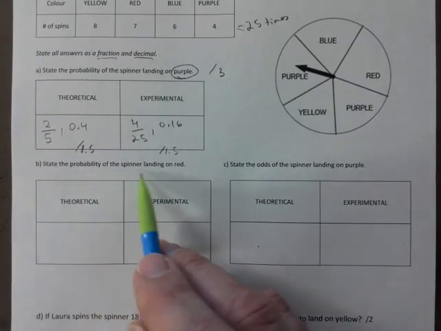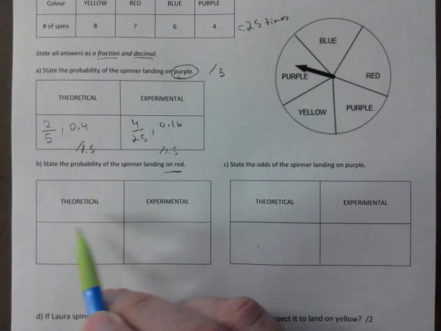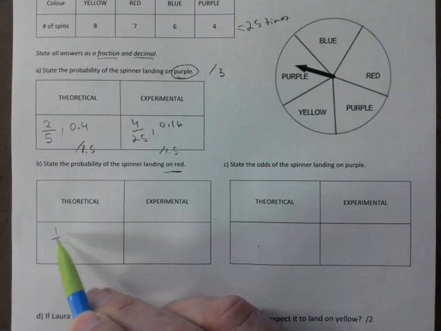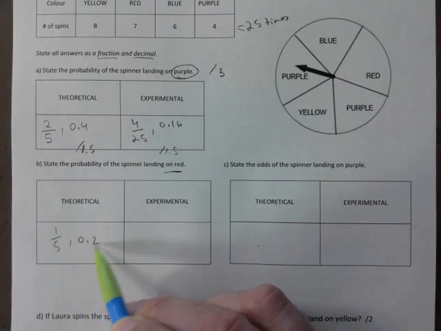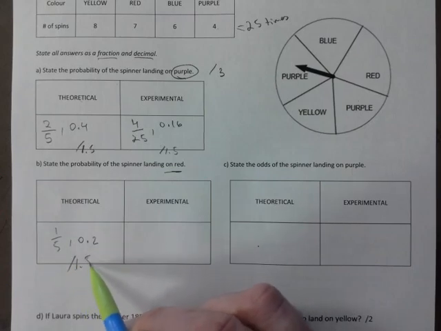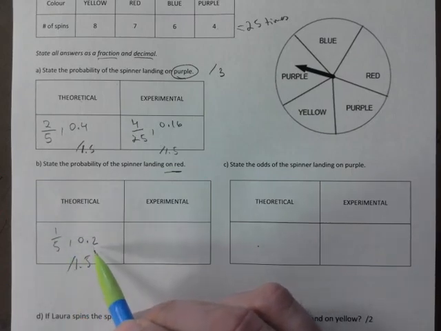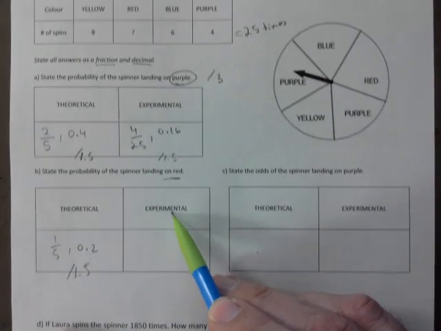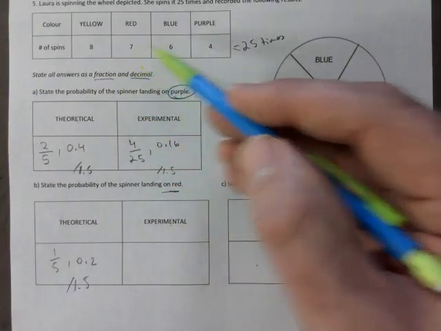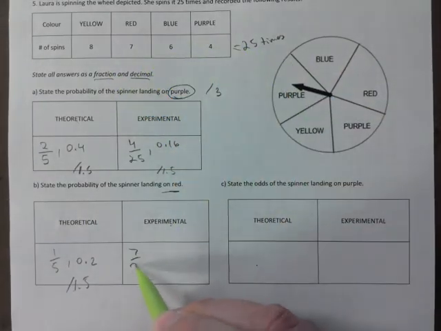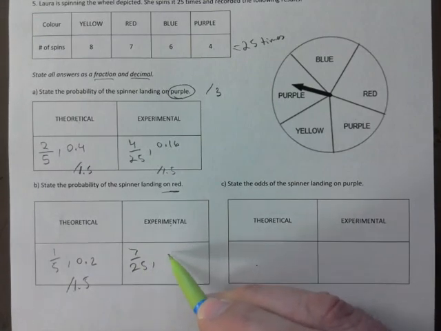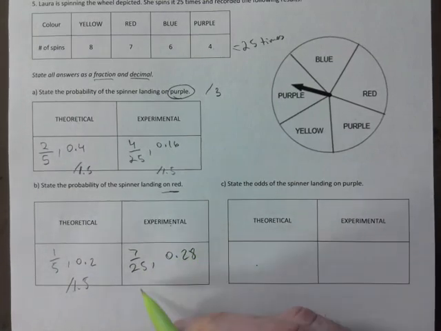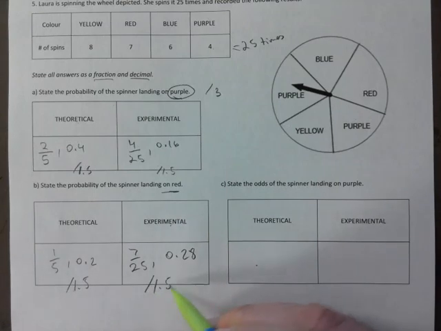B, the probability of the spinner landing on red. So we've got 1 red out of 5. That's 0.2. So that's 1.5 marks. 1 for the probability, half for decimal. And experimental probability, we go back to the actual results. There's 7 out of 25. So 7 out of 25, and that is 0.28. So you get 1.5 for that as well. So 3 marks for B.